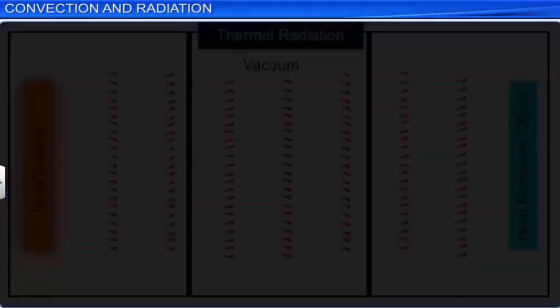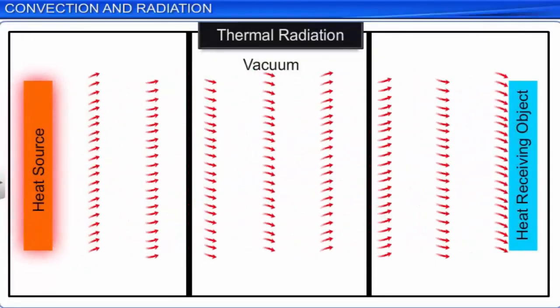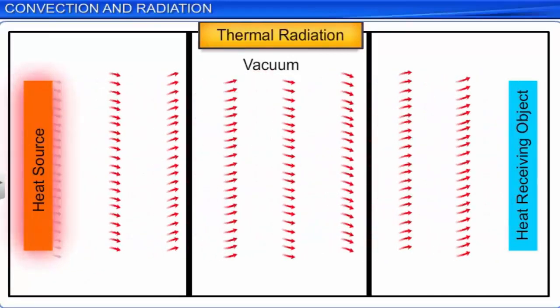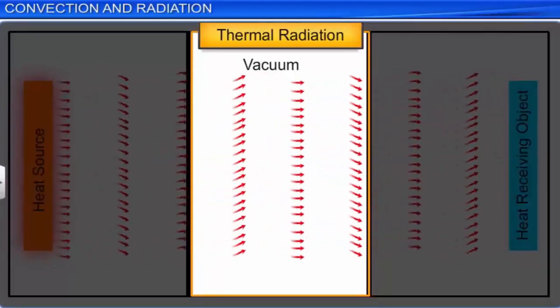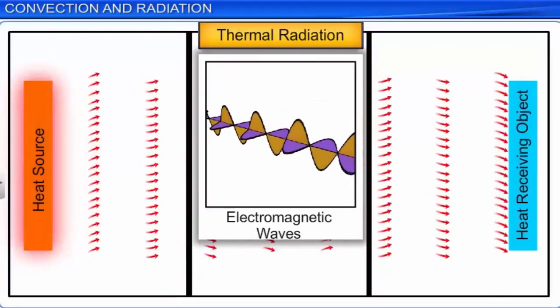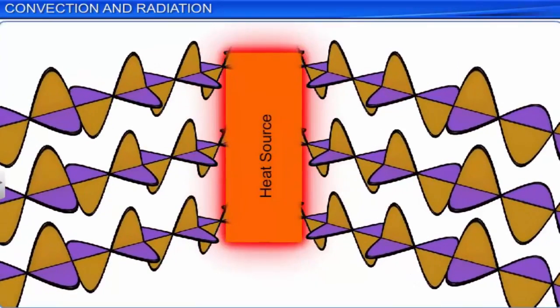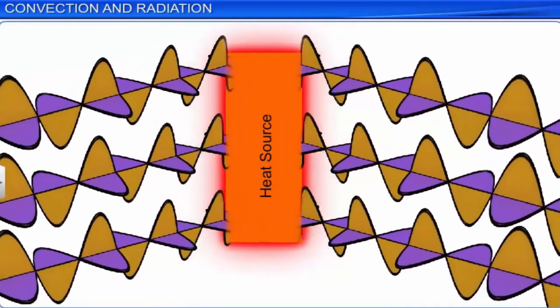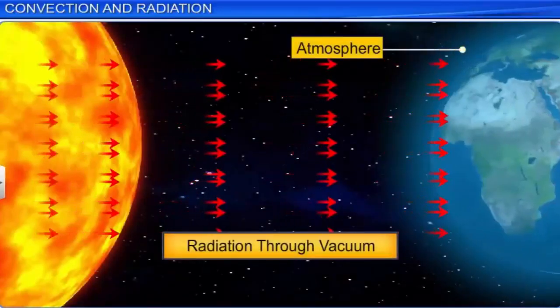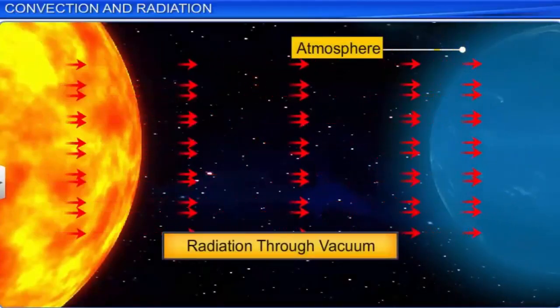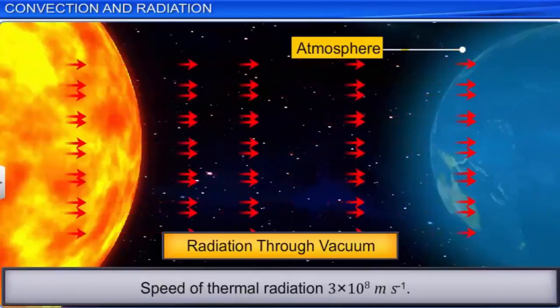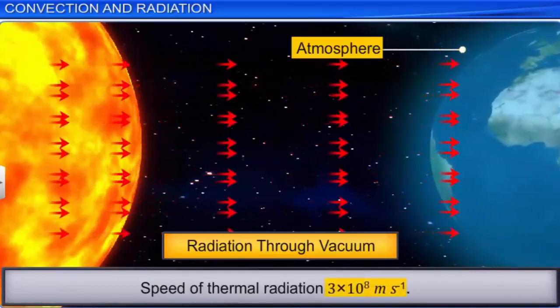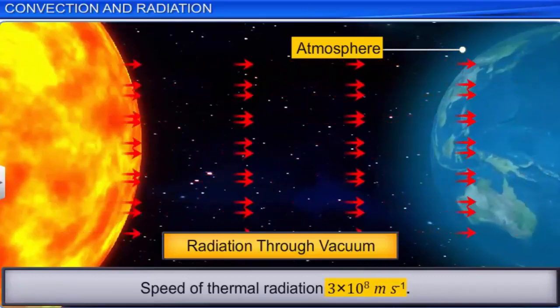The third mode of heat transfer is thermal radiation, where heat is transmitted even through vacuum in the form of electromagnetic waves. The electromagnetic waves emitted by a body by virtue of its temperature is called thermal radiation. Heat energy received from the sun is in the form of radiation. Like any other electromagnetic waves, thermal radiation can travel at a speed of 3 × 10^8 meters per second.